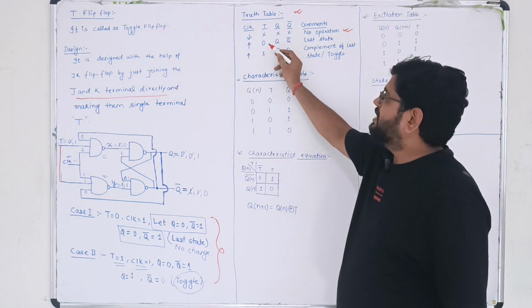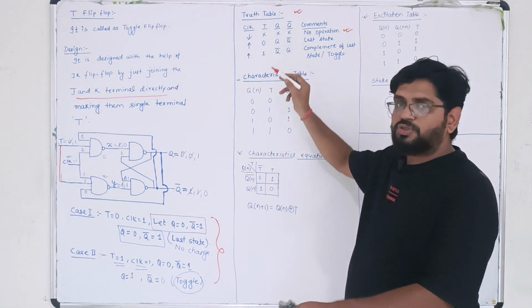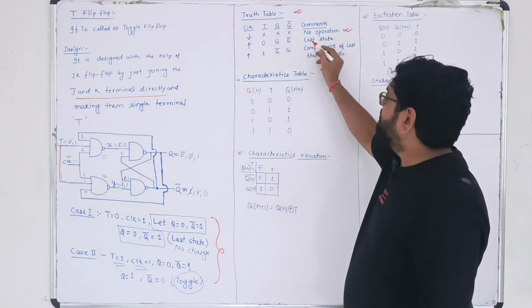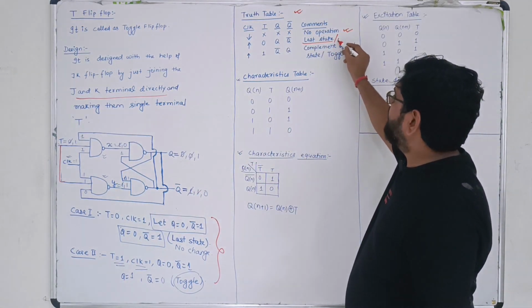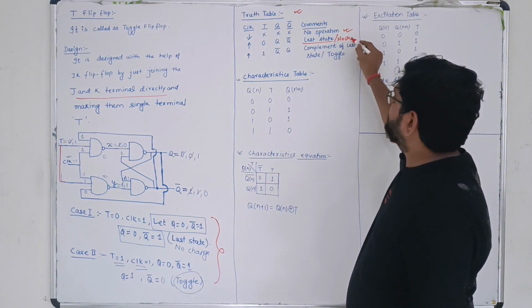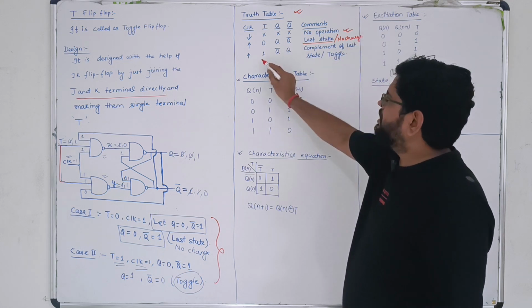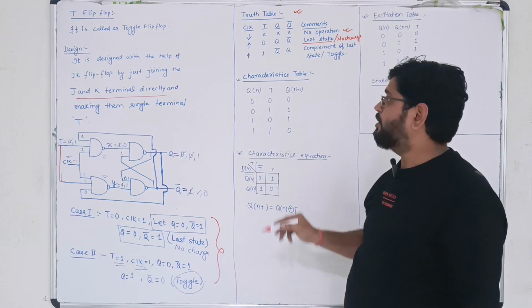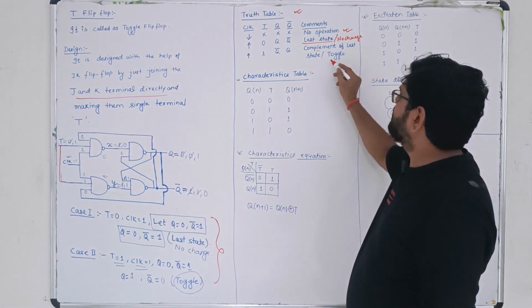Once the clock becomes high and t becomes 0, whatever output was stored previously will come as the output. I have proven it over here. So that means it is the last state, or you can say the no change state. And the last one, if t equals 1, we are getting the complement of the previous state as the output. Therefore, that is called toggle.